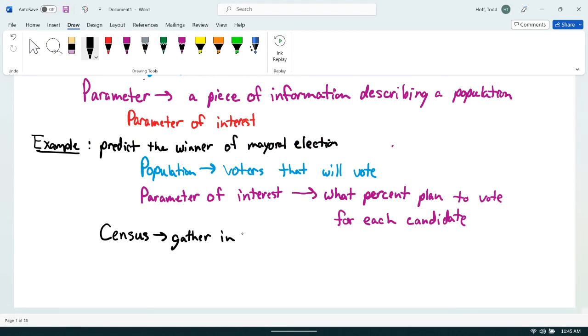We did a census in 2020. We do it in the United States every 10 years, where we try to gather information from every living person in the United States. We've never successfully completed a full census because there's always at least one person who doesn't get their information gathered, but there's an attempt.